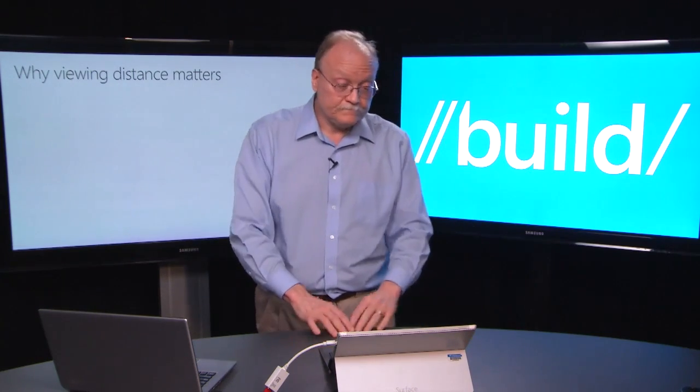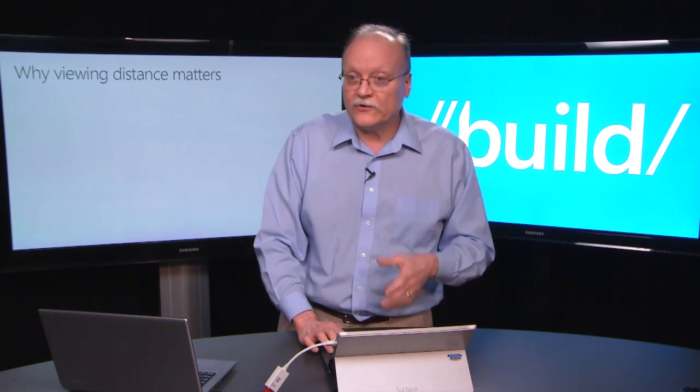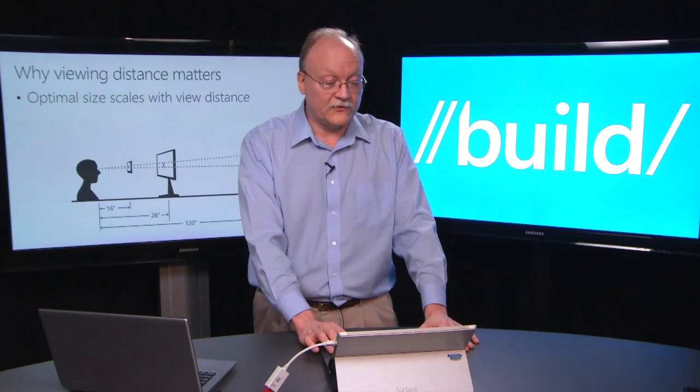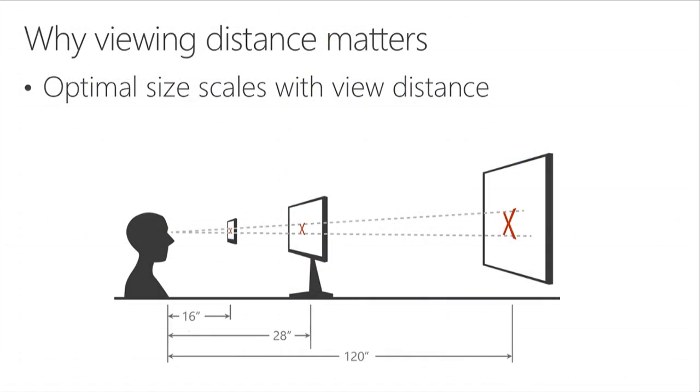Now, I've said several times things about viewing distance. I mentioned 16 inches and different distances and so on. Why is viewing distance important? Well, this is really critical to our platform. Nobody else seems to take this into account the way we tried to do. Clearly, the optimal size we want to put on a screen is going to depend upon how far away that screen is from you. You remember the eye chart.